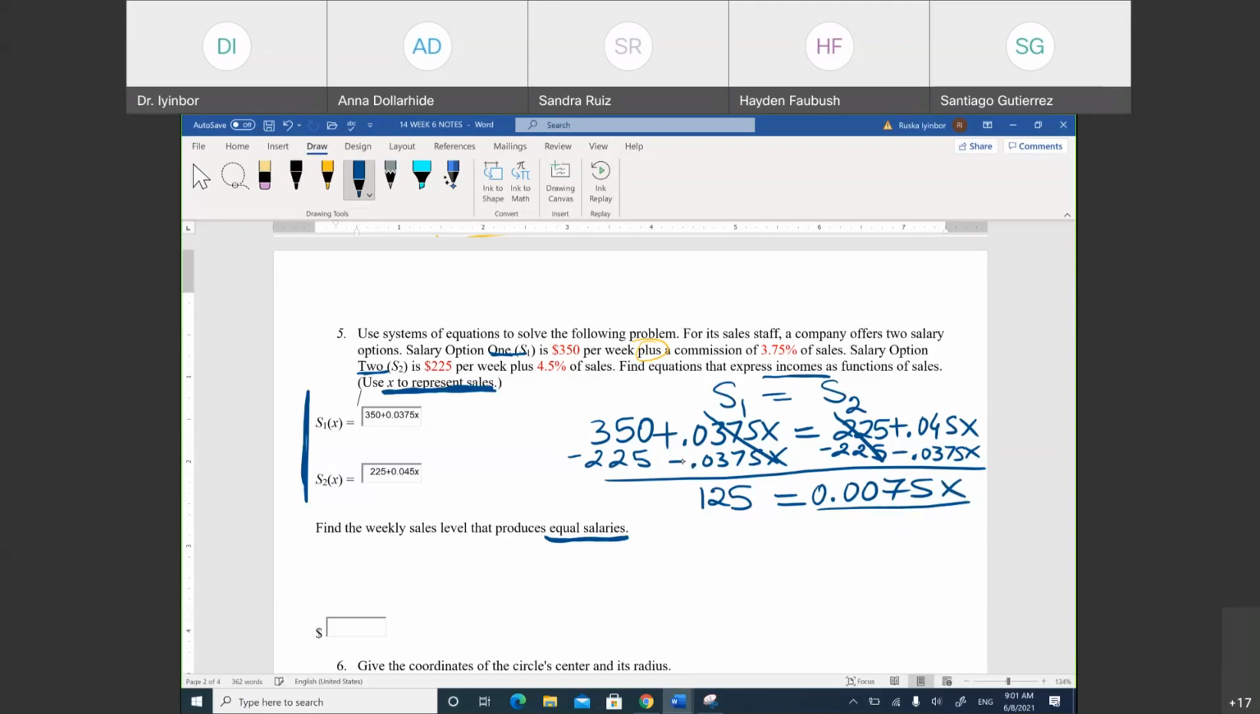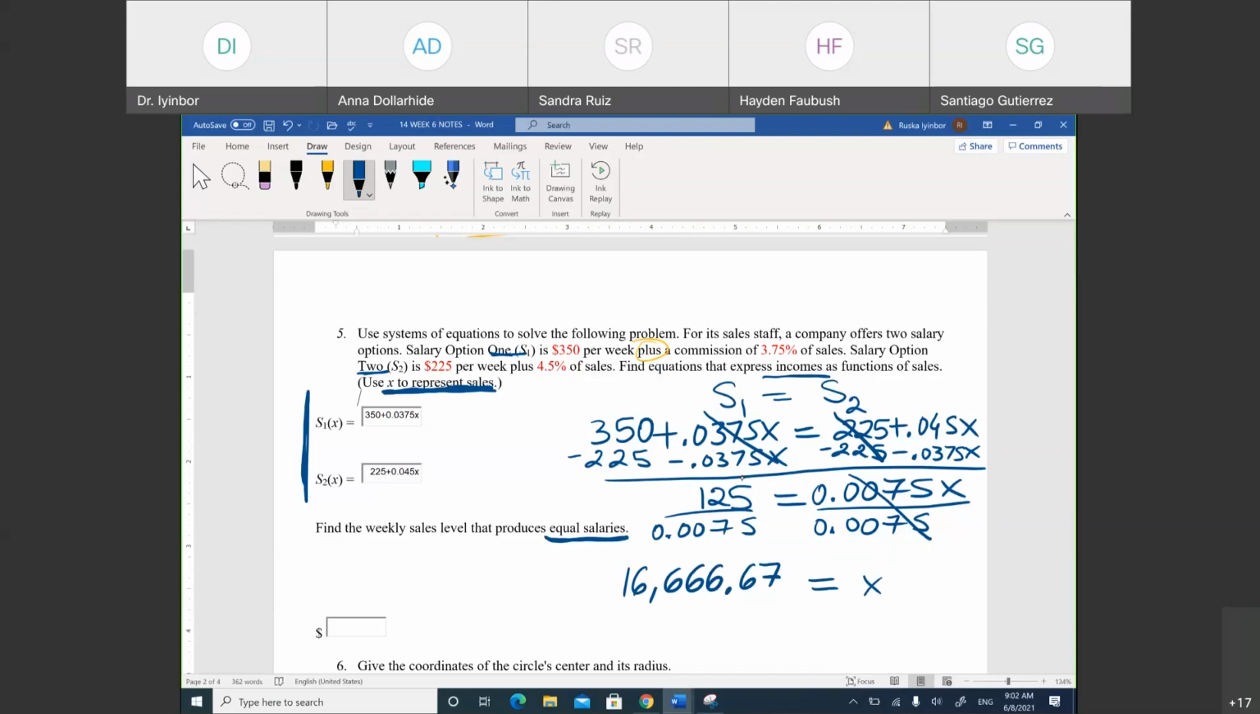Yes. And then you're going to divide by 0.0075 both sides. And you're going to get x equals, what do you get? 16,000, right? $666.67. You round up. Okay?